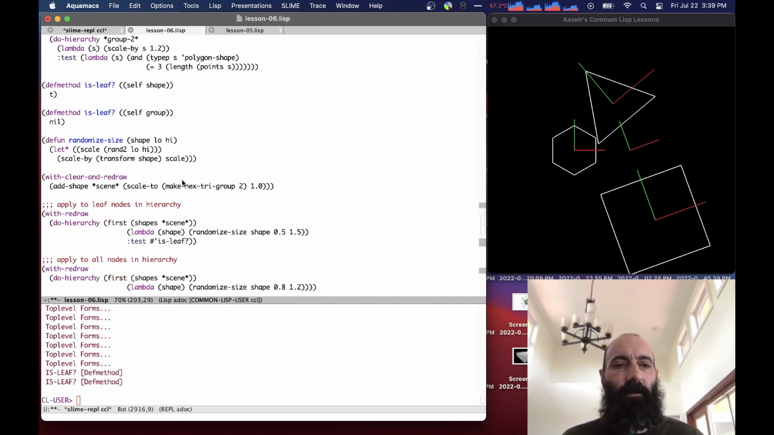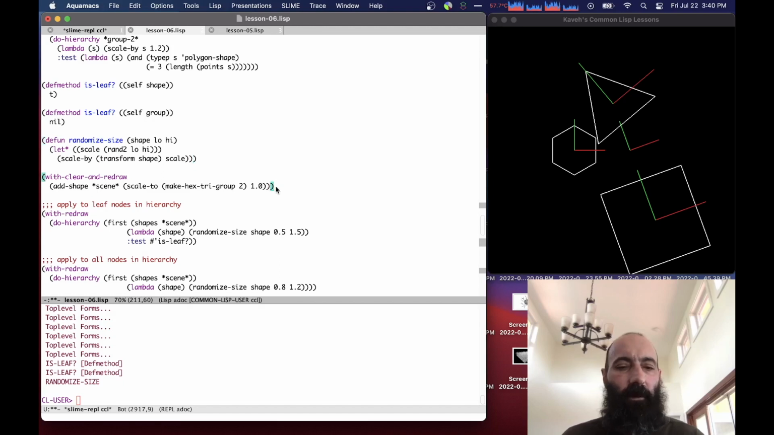Let's make another little convenience function which randomizes the size of a shape between a low and a high value. So it just basically creates a value between low and high, and then it scales that transform of the shape by that scale. So it's going to be a uniform scale. That's why we only need one value, not a point.